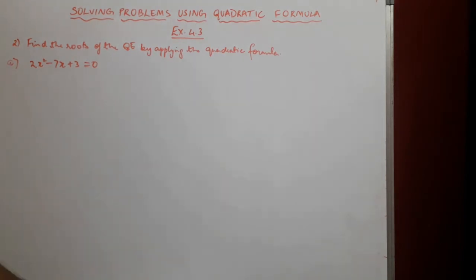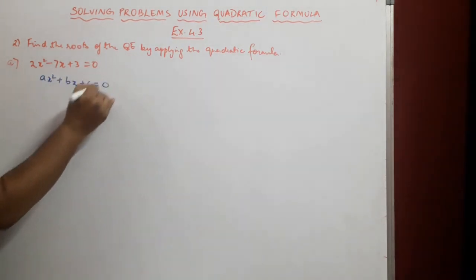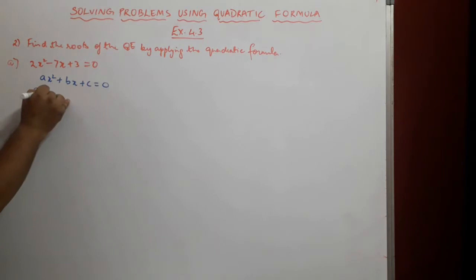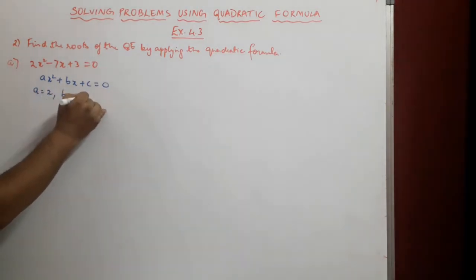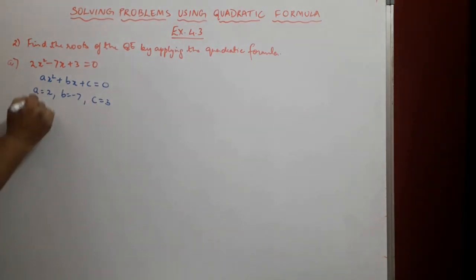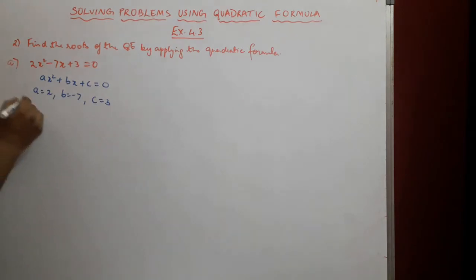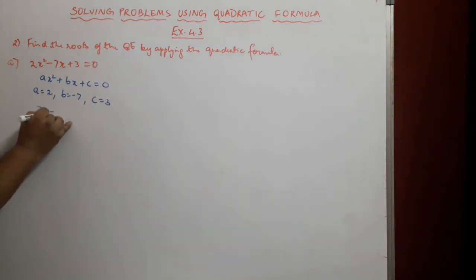Okay. So if we compare this problem to the general formula, what is the general formula of quadratic equation? ax square plus bx plus c equal to 0. We get a equal to 2, b equal to minus 7 and c equal to 3. Now next step would be to find whether this particular quadratic equation has real roots or not. For that we need to find out the discriminant, whether it is equal to 0 or greater than 0.